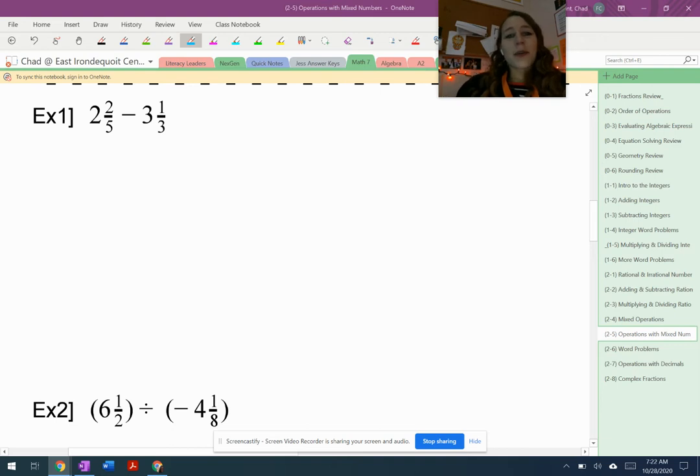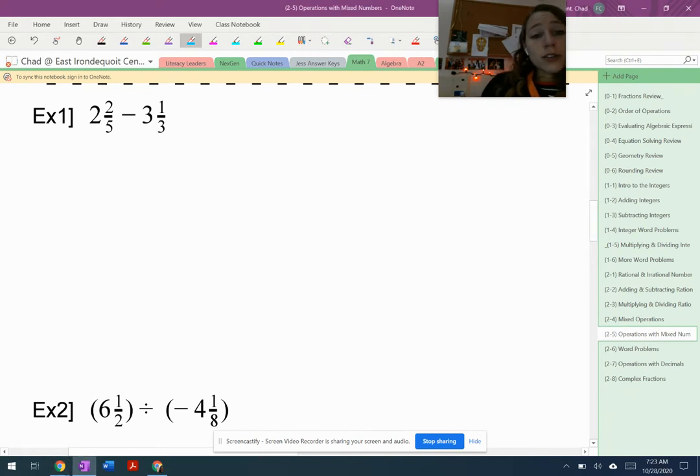All right, welcome back. We're looking at 2-5 for Math 7, Operations with Mixed Numbers, and this is example number 1. So when you're adding and subtracting, you do have a choice. You could keep those as mixed numbers and just separate them, but the easiest thing to do is to turn them into improper fractions. We just went over how to do that, so we're going to start there.